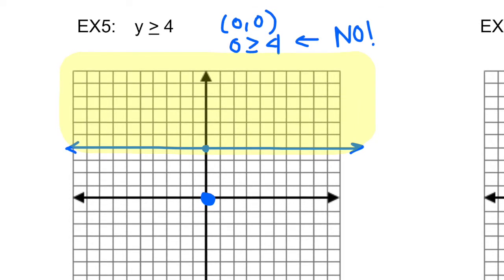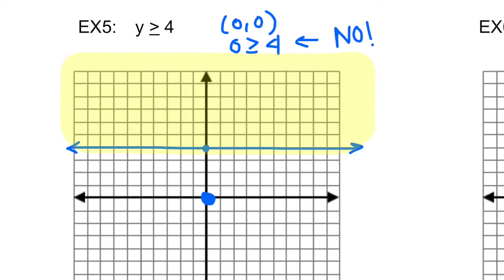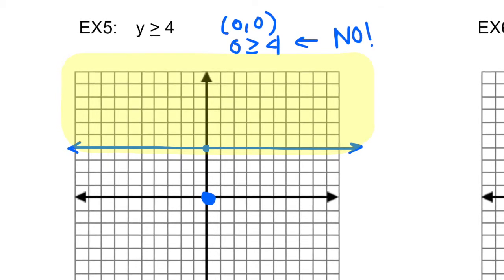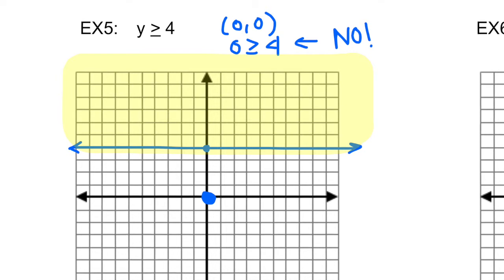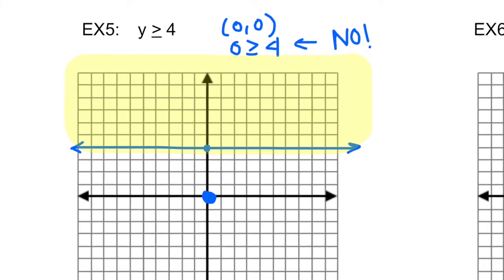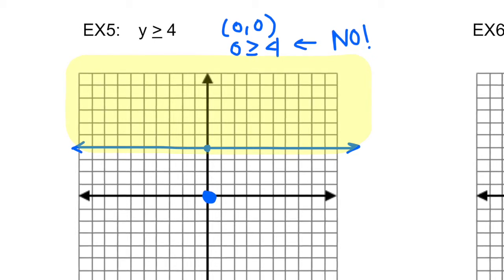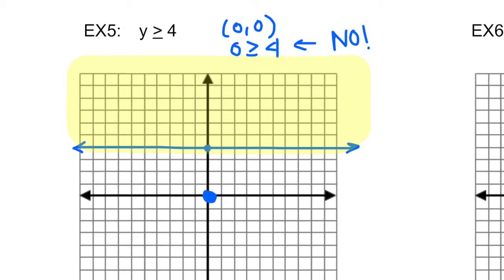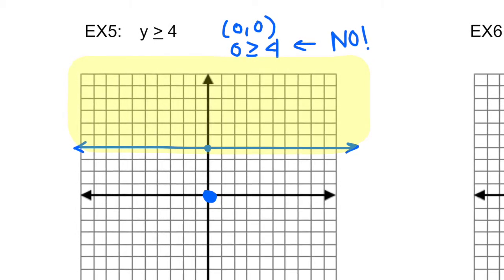Other thing you should notice is that when I plugged in my point 0, 0, it tells me that 0 is greater than or equal to 4. That is not a solution. When it is not a solution, you do not highlight on that side. You highlight on the other side of the line. So you'll notice that I highlighted above, not below the line.